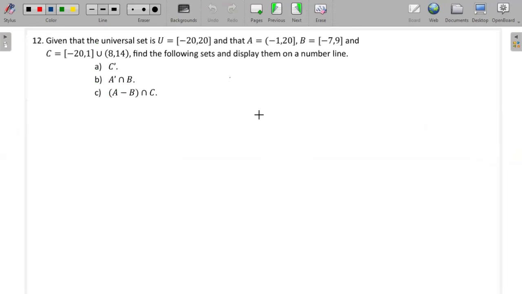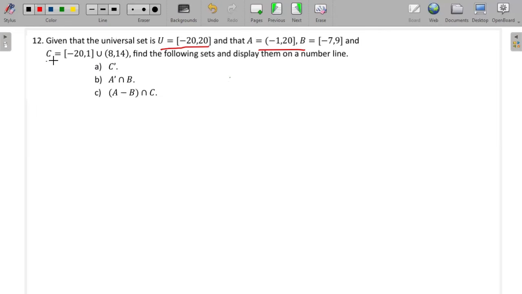So let's look at question 12. It's an actual exam question. So they can bring something in the exam or the test or the quiz that you're writing on Wednesday. So here, let's read the question and understand it. They're saying, given that the universal set is the interval from -20 to 20 inclusive, and A is from -1 to 20, but the -1 is not included, the 20 is included. B is from -7 to 9, inclusive, all of them.